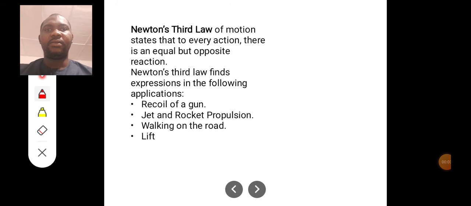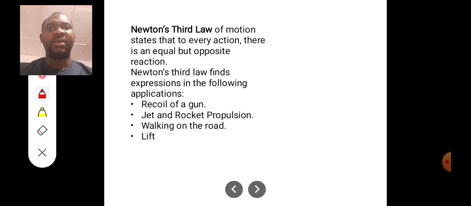Okay, so here we'll be looking at Newton's third law of motion. And this law states that to every action there is an equal but opposite reaction. So Newton's third law finds expression in the following application. So recoil of a gun, you shoot a gun, it recoils backward.